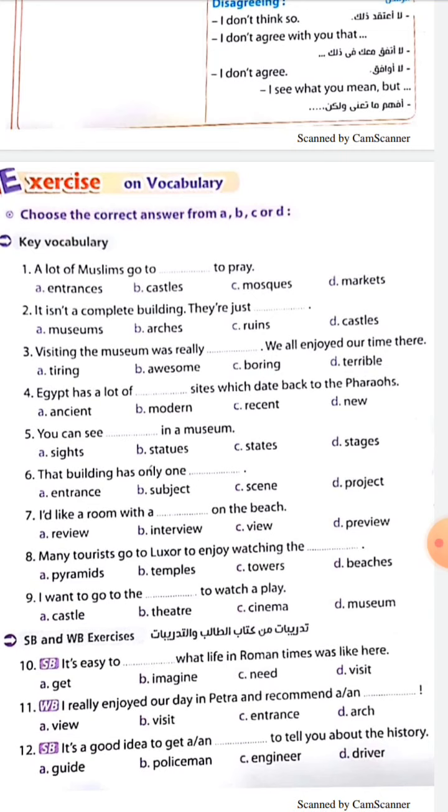You can see ... in a museum. What can you see in the museum? I can see statues, يعني تماثيل. The building has only one ... المبنى له ايه واحد entrance. One entrance، قلنا entrance يعني مدخل.